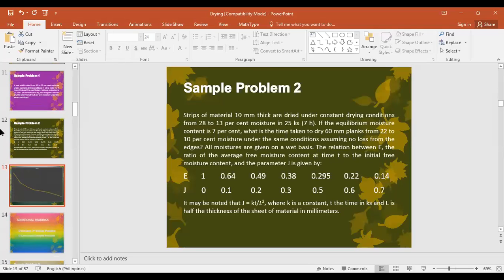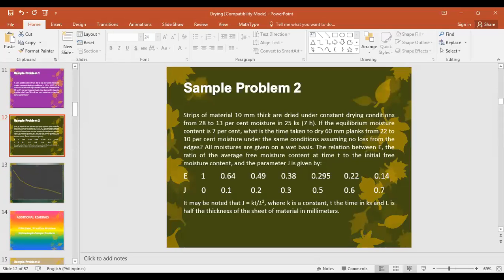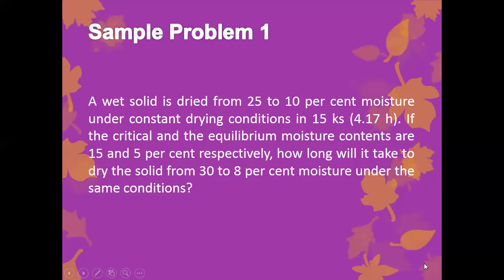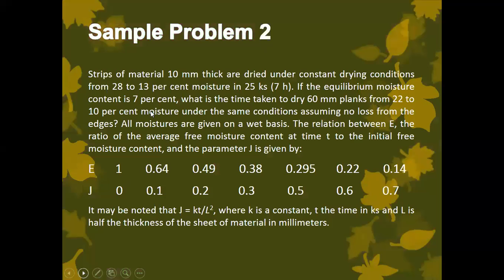So this is our second sample problem. If I get disconnected, we just return using the same link. You're given here a wet solid which is dried from 25 to 10% moisture under constant drying condition for a period of 15 kiloseconds. Oh, sorry, this is still my problem number 1. So let's go to problem number 2.